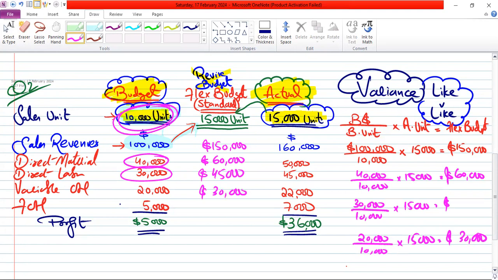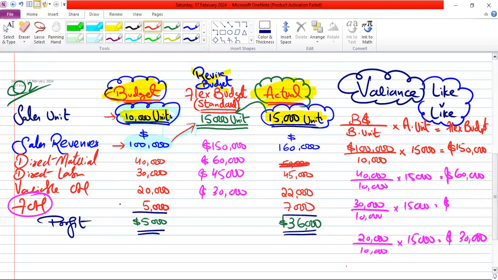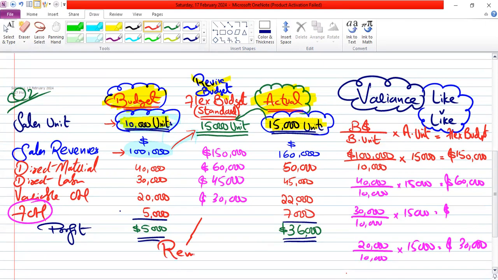Then 7,500. What is the name of this one? Factory overhead. Can you tell me the definition of fixed cost? It does not vary with the number of units. You said it, it remains unchanged. That is the definition of fixed cost.